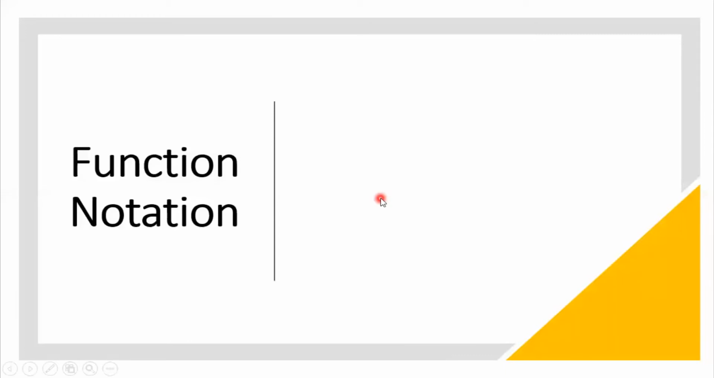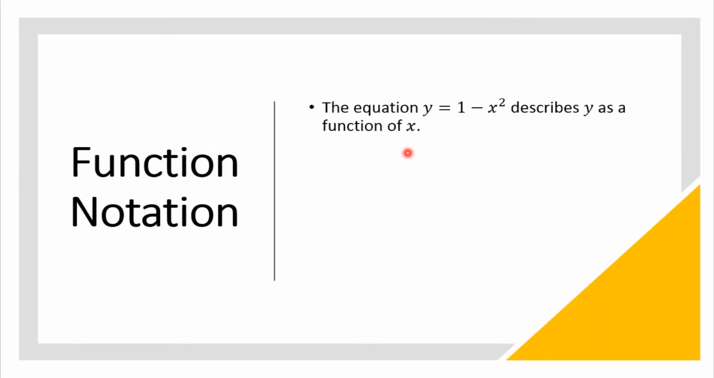Okay, so we are now on function notation as a continuation of the previous topic that we had. Suppose we have the equation y is equal to 1 minus x squared, which describes y as a function of x. So here we have y, which is a function of x. x is what we call the independent variable and y is the dependent variable. Now we recall that the set of inputs, or set of x's here, is what we call the domain of the function, and the set of y's is the range of the function.